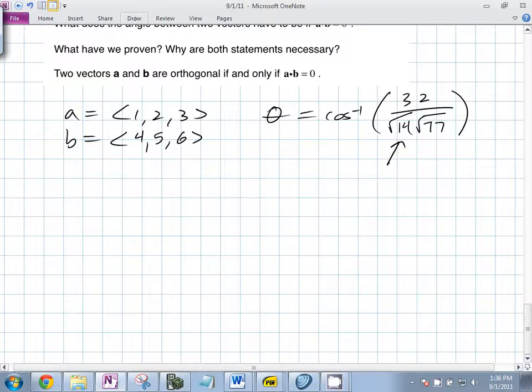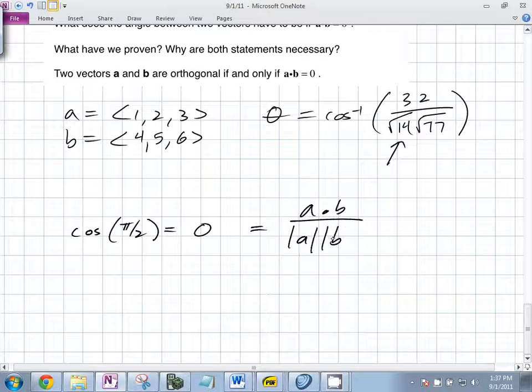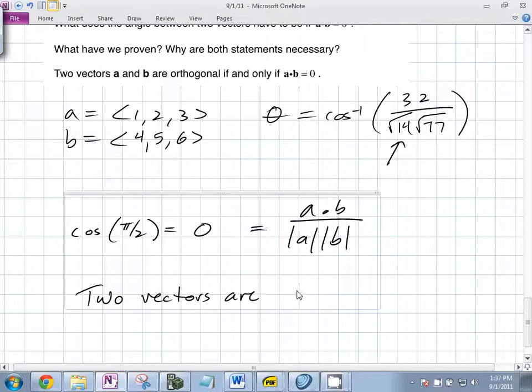Would it fail? No, let's see what happens here. Cosine of pi over 2 is 0, right? So 0 is supposed to be A dot B over this right here. What's the only way for a fraction to be 0? The top, the numerator has to be 0, right? So we now have a nice statement. Two vectors are, what's the word I'm looking for here? Perpendicular? We're going to use the big kid word for it. Begins with an O.